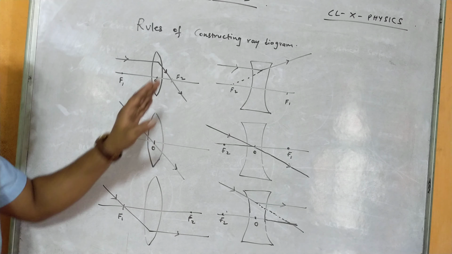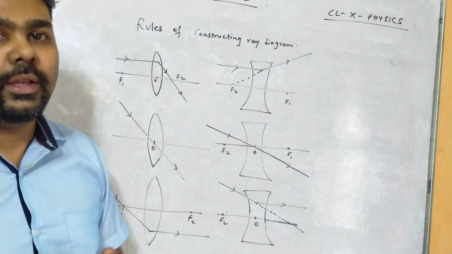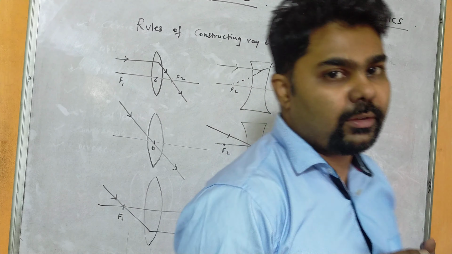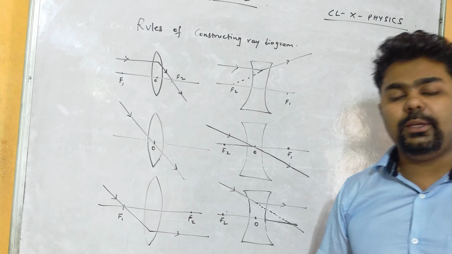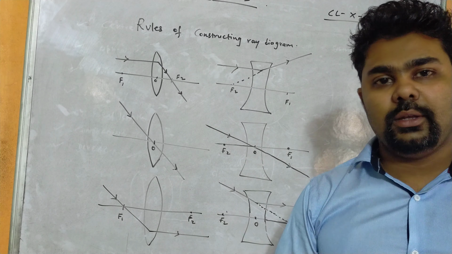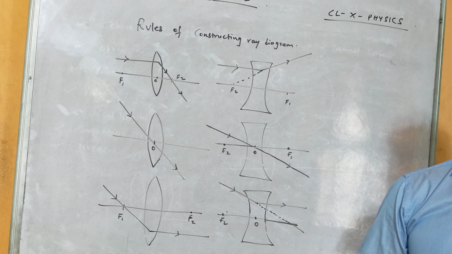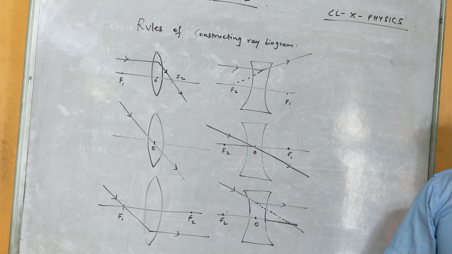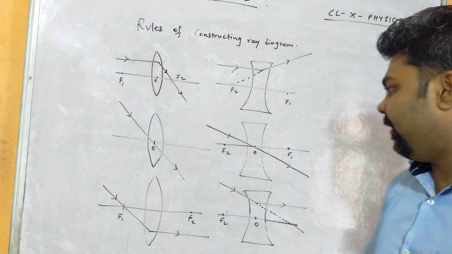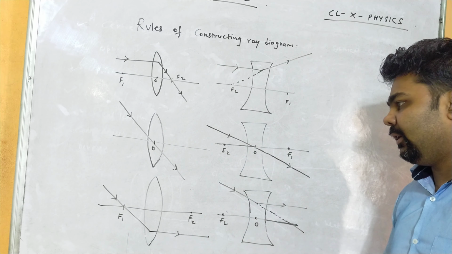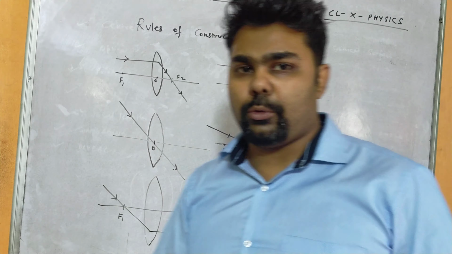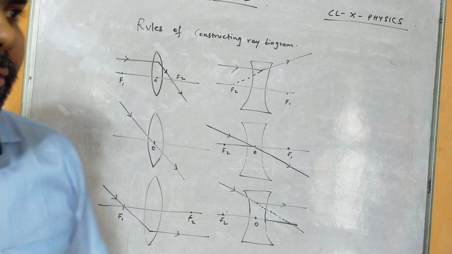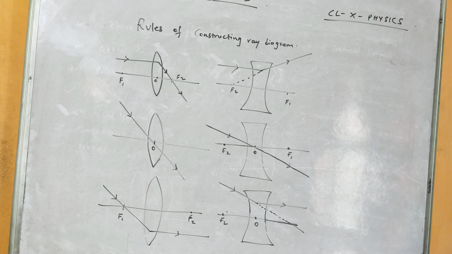In the first case we have seen, when any ray of light is passing parallel to the principal axis, it passes through the focus. In the third case we see, if any ray of light is passing through the focus, after refraction it will move parallel to the principal axis. And here, when any ray of light is passing through the optical center, it will move straight without any deviation, right? So these are the three conditions by which we will be drawing a diagram for image formation. These three rules are very important while constructing an image diagram.